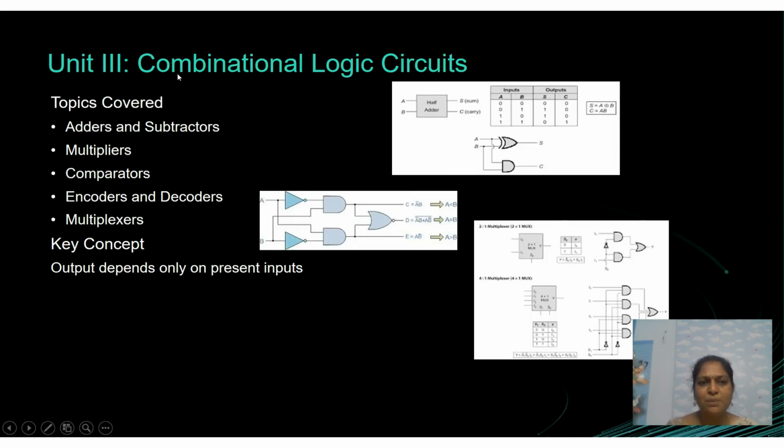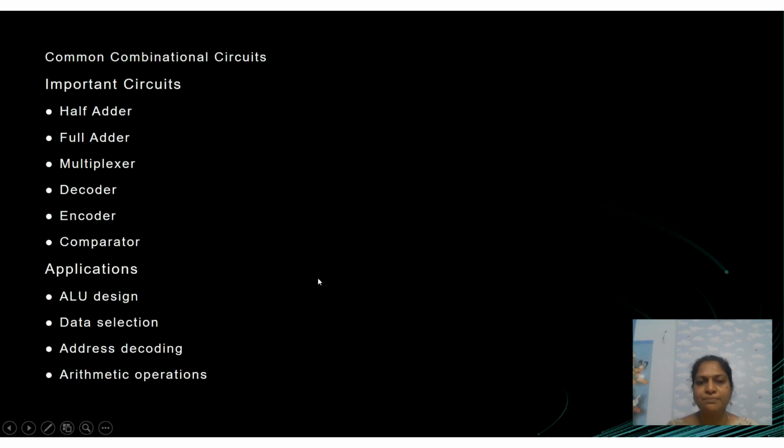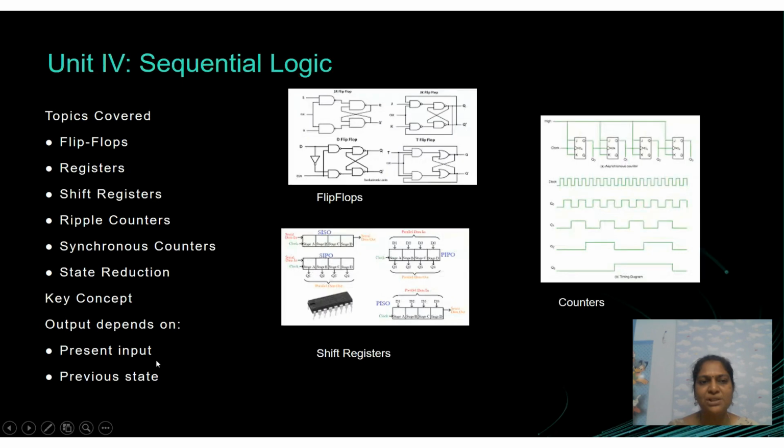The key concept behind this combinational logic circuit is that the output depends only on present inputs. Generally used common combinational logic circuits are half adder, full adder, multiplexer, decoder, encoder, and comparator. These are the topics covered in our syllabus. And what are the applications of these combinational logic circuits? Once you learn combinational logic circuits, you can design ALU circuits, data selection, address decoding, and arithmetic operations.